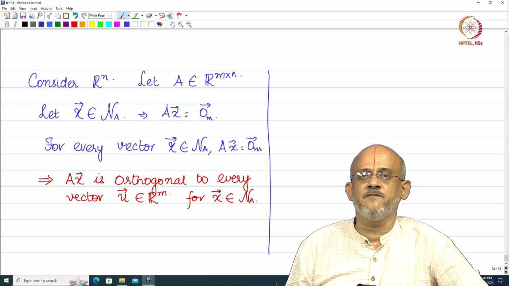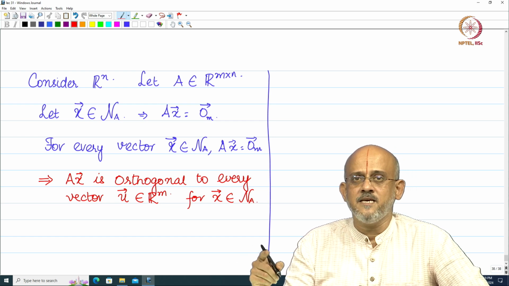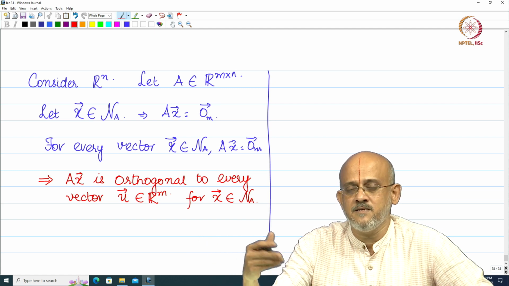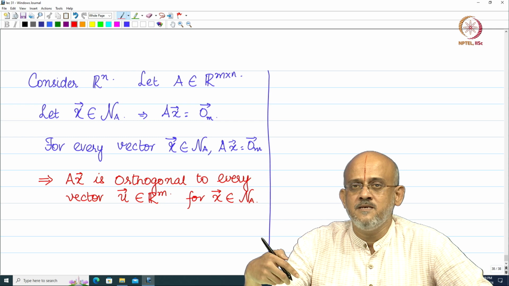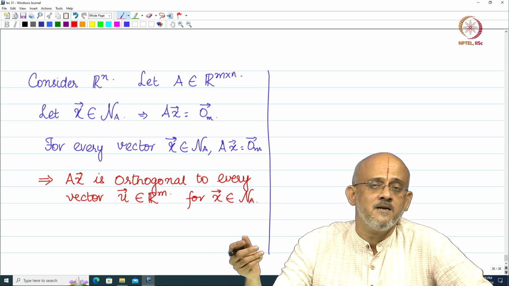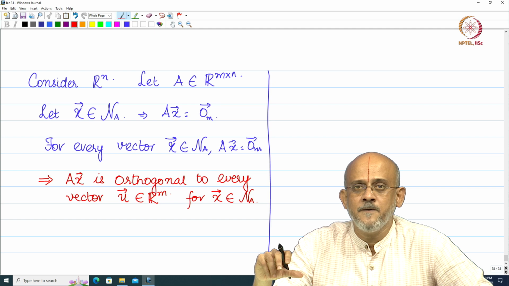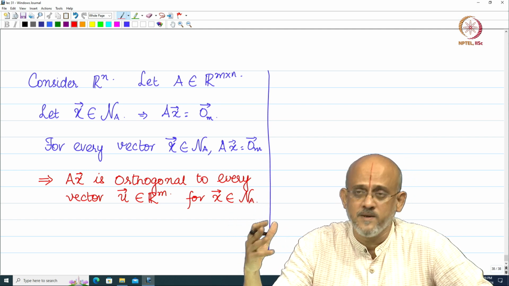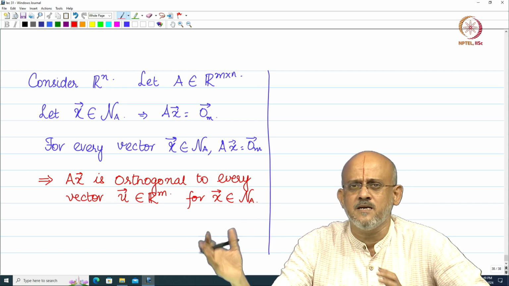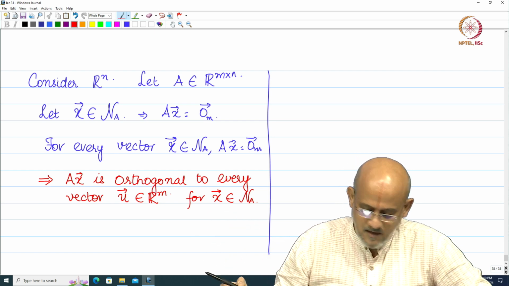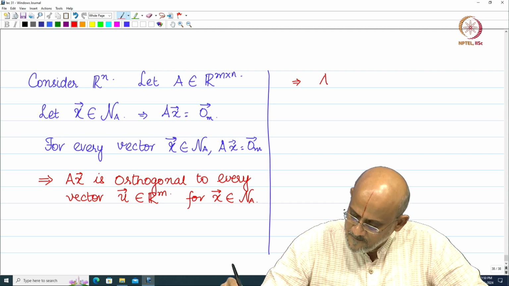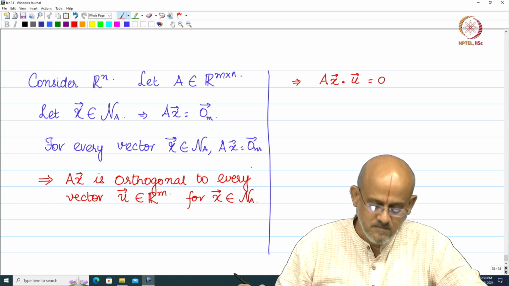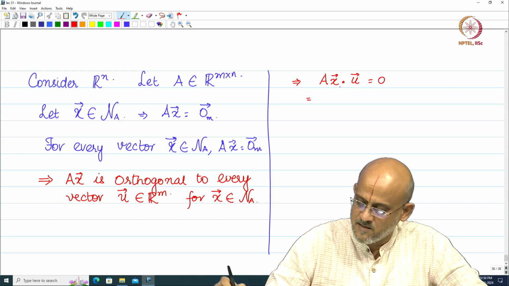Why? For x in the null space of A, Ax is 0, and because Ax is 0, if you take any vector on the Rm side, the dot product of that vector with the 0 vector is going to be 0. Therefore, whenever I consider x to be in the null space of A, Ax is orthogonal to the u vector, which is any m component vector u in Rm. Now, what does this mean? This implies Ax dot u is equal to 0.